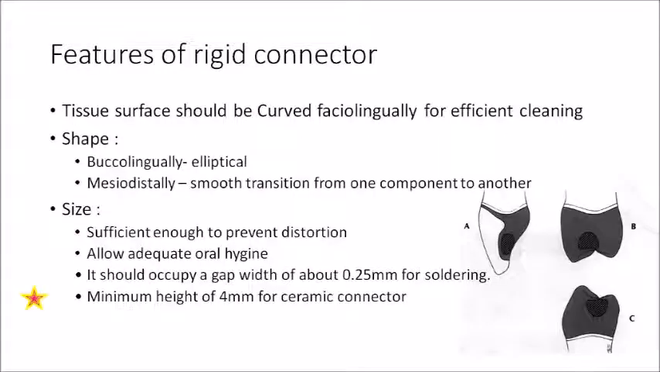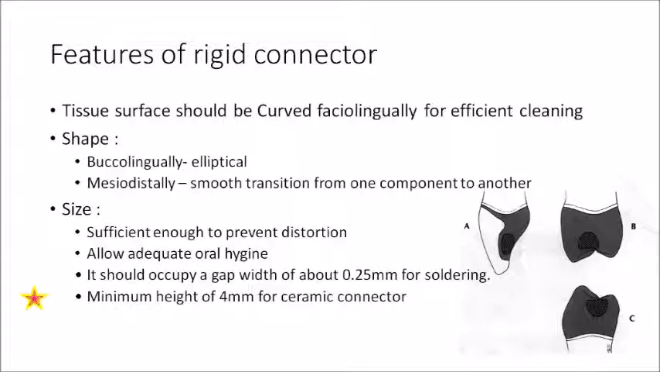Now let's see what are the features of a rigid connector. So a rigid connector should have a tissue surface which is curved faciolingually. This is to provide efficient cleaning in these areas. The shape of the connector will be elliptical in the buccolingual aspect. In the mesiodistal aspect, there will be a smooth transition from one component to another. That is, if the connector is between pontic and retainer, there shouldn't be any distinct kind of connector in between. There will be a smooth transition from the pontic to the connector, to the retainer in the mesiodistal aspect.